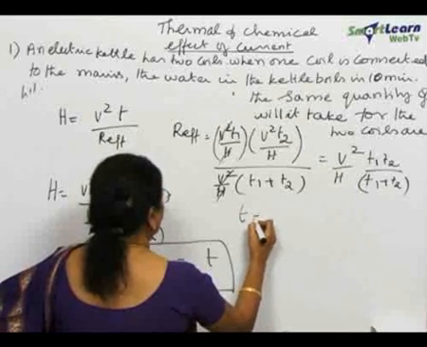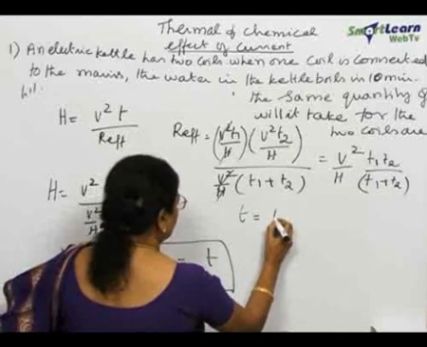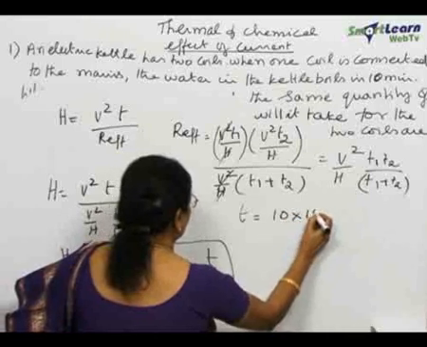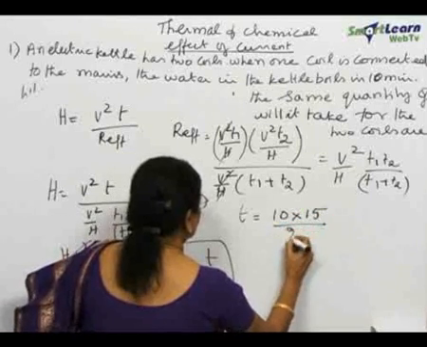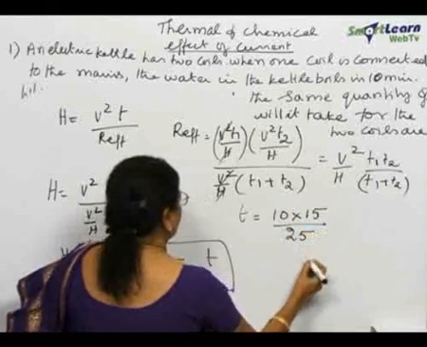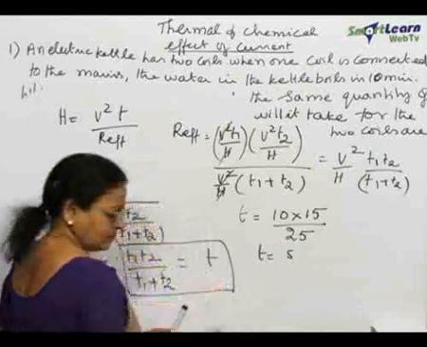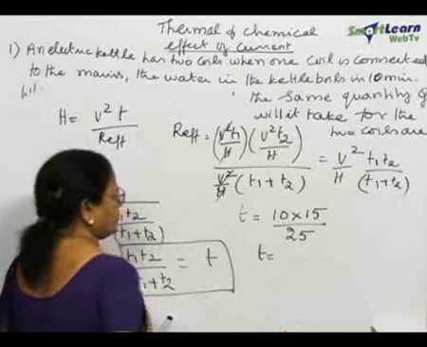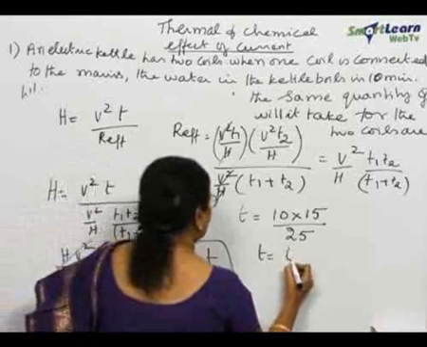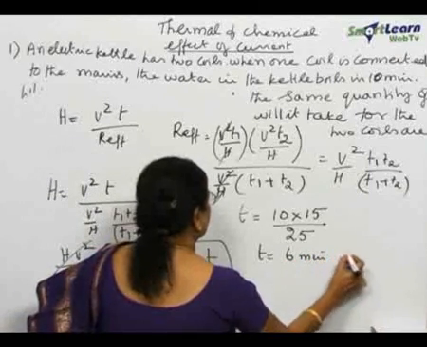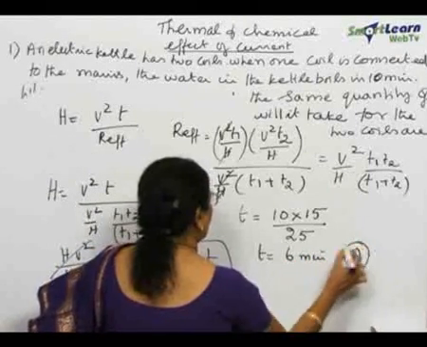Now, let us substitute the numbers. T1 is 10 minutes, T2 is 15 minutes, the sum is 25. So, T equals 6 minutes. Answer is option A.